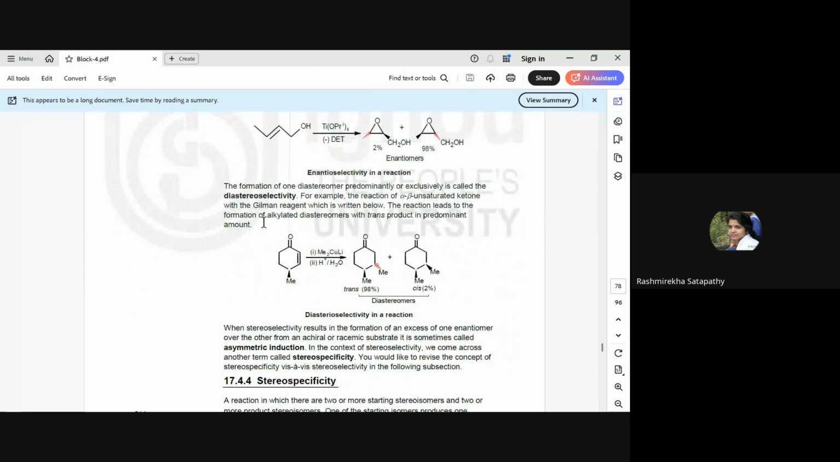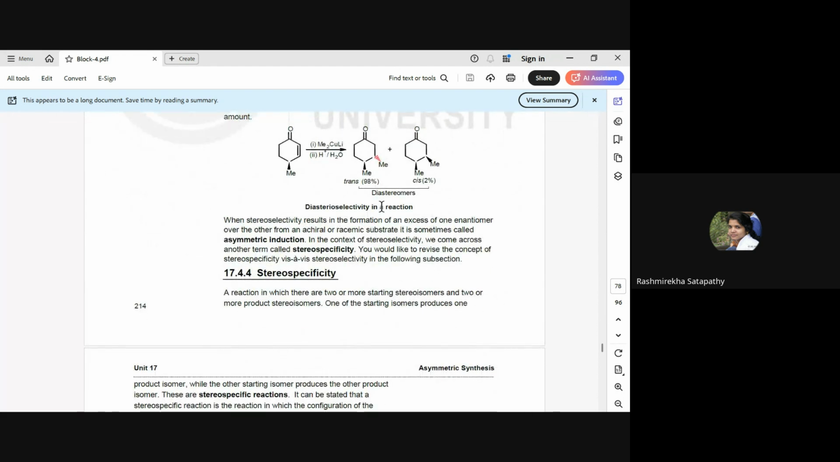The formation of one diastereomer over the other. There are two diastereomers formed. Formation of one diastereomer predominantly is called diastereoselectivity. Only one isomer is formed. In this compound, 98% trans is forming. So this is diastereoselectivity.